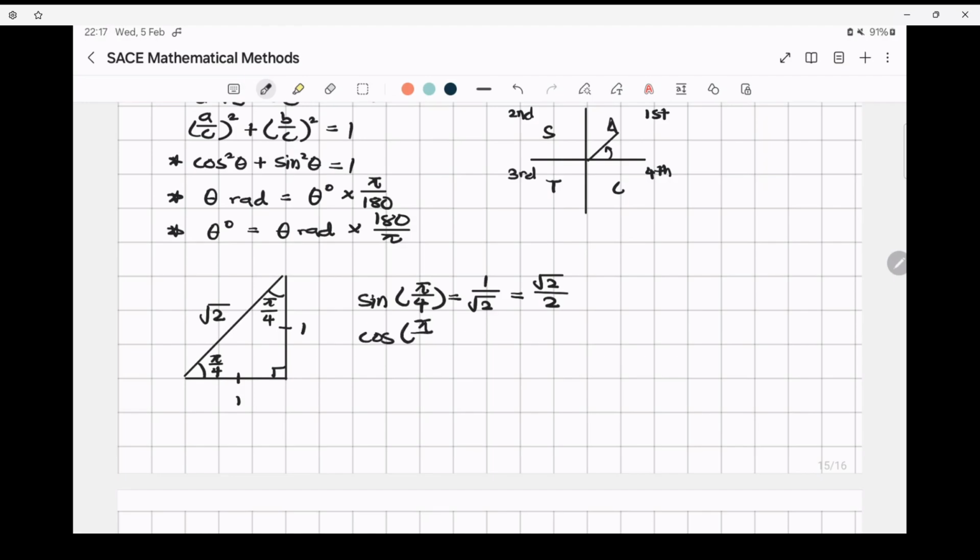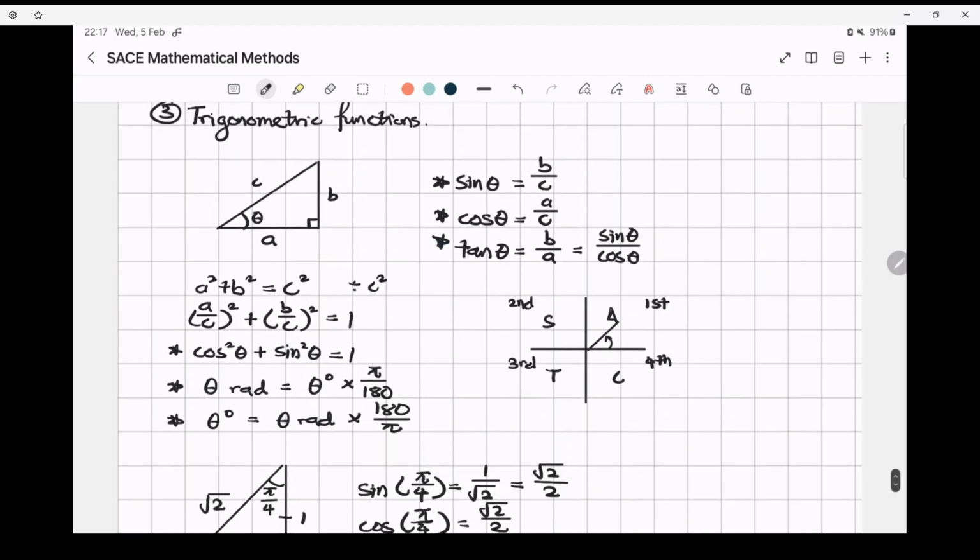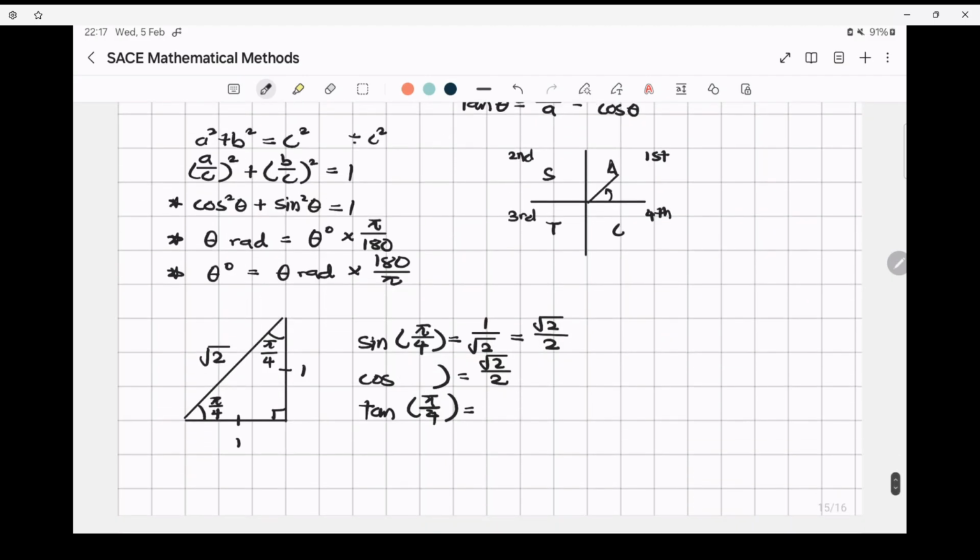Cos pi over 4 is the same thing. This is equal to square root 2 over 2. Tangent pi over 4 will be equal to 1.